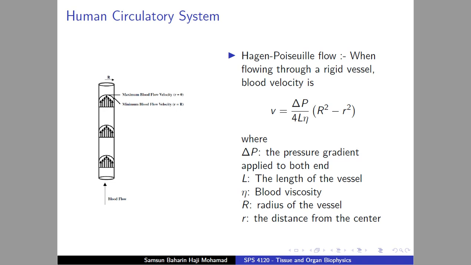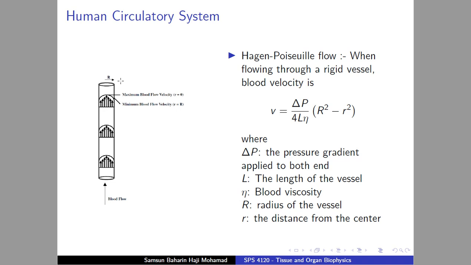Okay, so here we know that when we have a big blood vessel, okay, this blood vessel is a rigid vessel, so the blood velocity in that vessel is V equal to delta P over 4 L eta times R squared minus small r squared. Okay, where delta P is the pressure gradient, L is the length of the vessel, eta is the blood viscosity, R is the radius of the vessel, and r is the distance from the center.